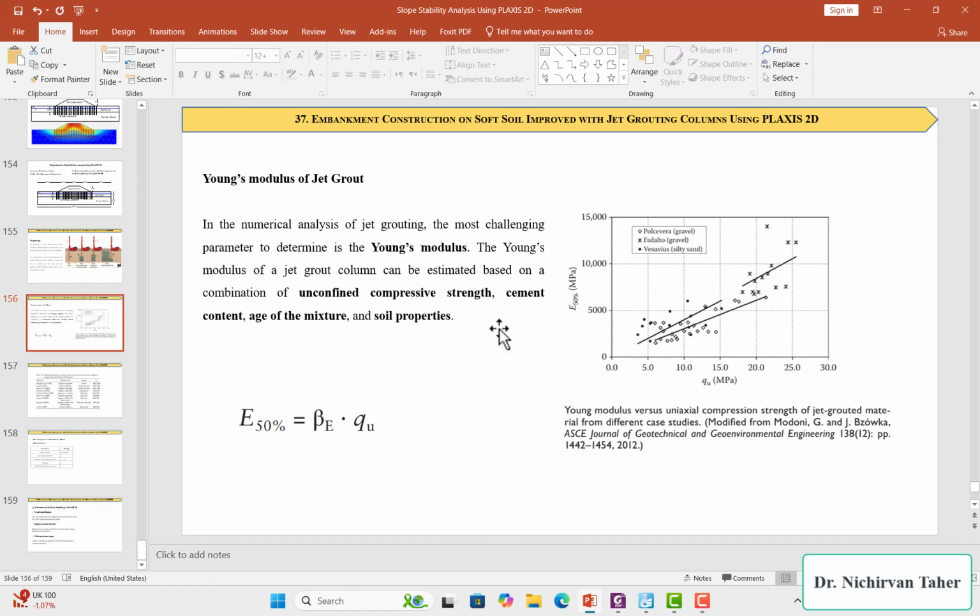However, in case we don't have any laboratory data in hand, we can assume it based on some correlation, such as these figures or this formula. This formula is also used to estimate the modulus of elasticity of jet grout, which is equal to this coefficient, beta coefficient for elasticity, times the uniaxial compression strength of the jet grout.